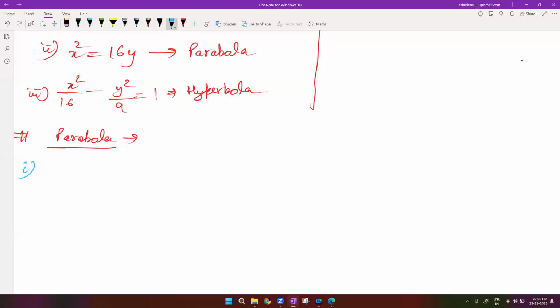Sure. The first equation is y squared equals 4ax. So first of all, what do we need to know in a parabola? I'm explaining the first equation, and with the help of this, we will also try to understand the other equations. So y squared equals 4ax.